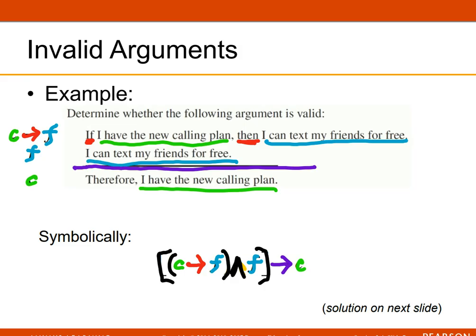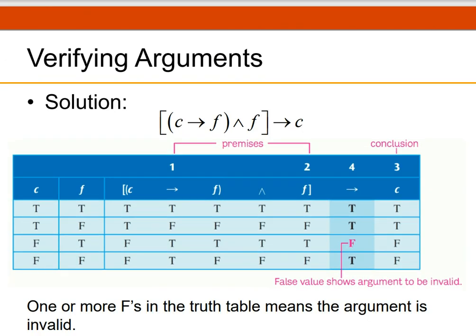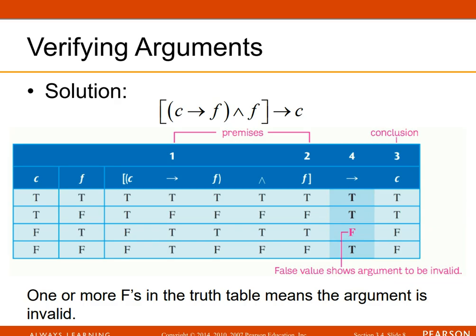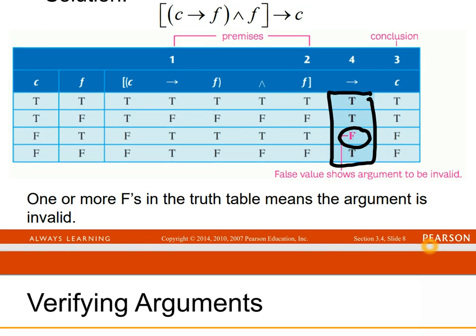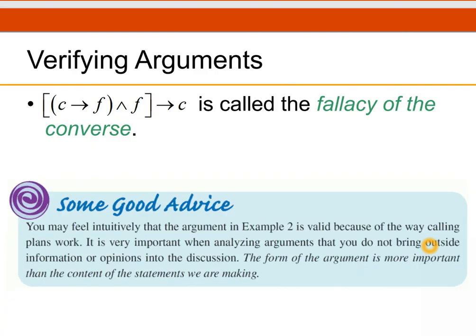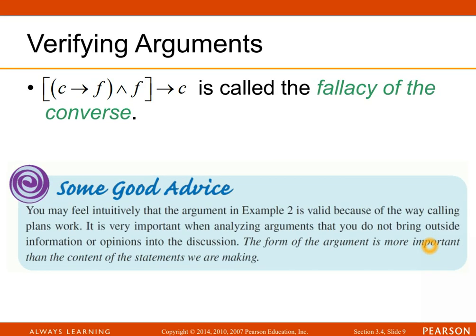And on the next slide, they went through and did an entire truth table on this one. But if you look at the final column, there is one F. So that means that this thing is not a valid argument. And they call this, here it is, the fallacy of the converse.